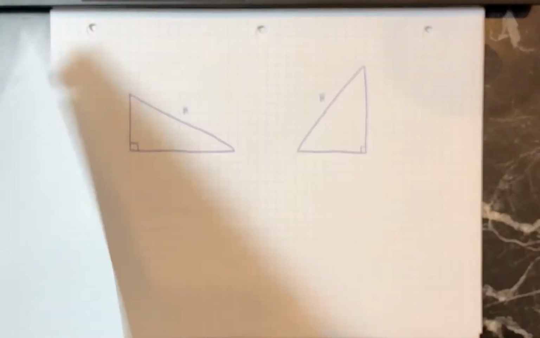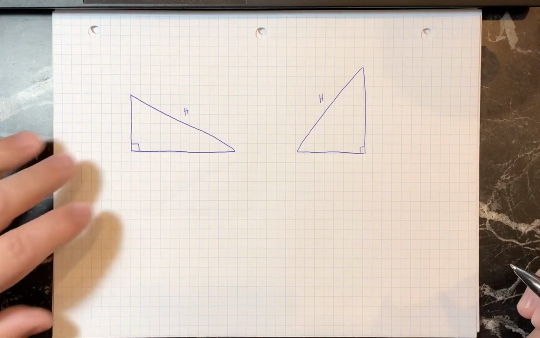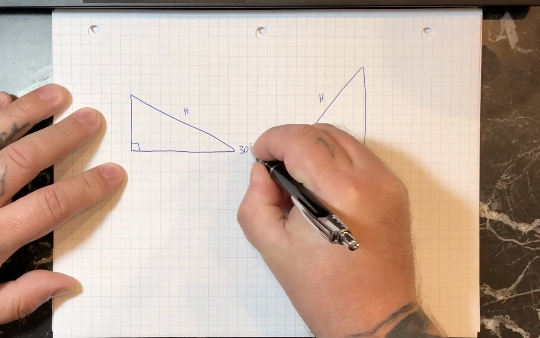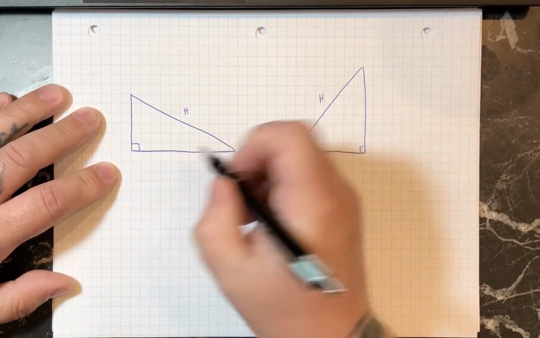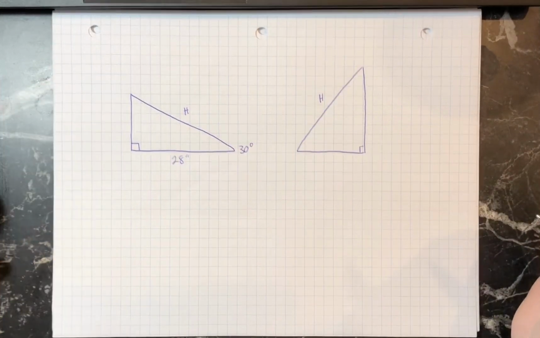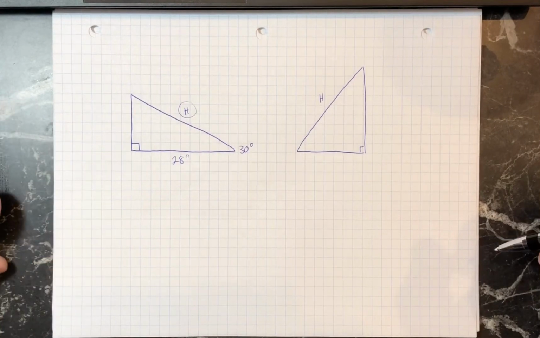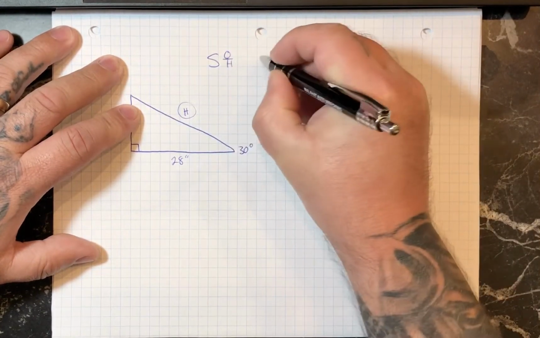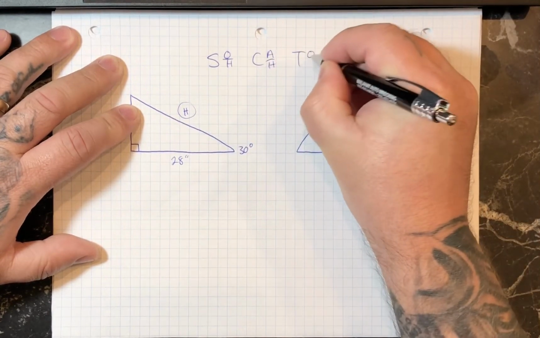Okay, so I made a couple of triangles here, so we'll do some examples. So let's say this is a 30 degree angle, and this is 28 inches, just out of nowhere. And let's say we're looking for the hypotenuse, right? So I'm gonna write the SOH CAH TOA on here again too.